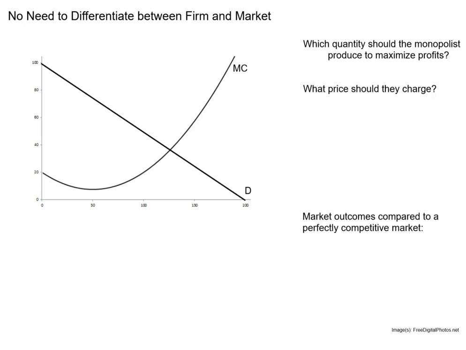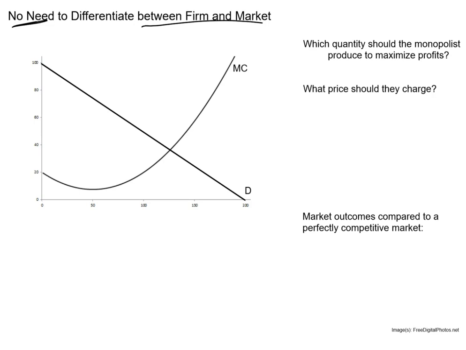If you recall, when we had a perfectly competitive market, we had two graphs. On the left, we had a firm, and on the right, we had a market. And now we don't need to do that because we don't need to differentiate between a market and a firm. The monopolist is the only firm in the entire market, and so we don't need to differentiate. We can put them both on the same graph. I've got a U-shaped marginal cost curve right here.